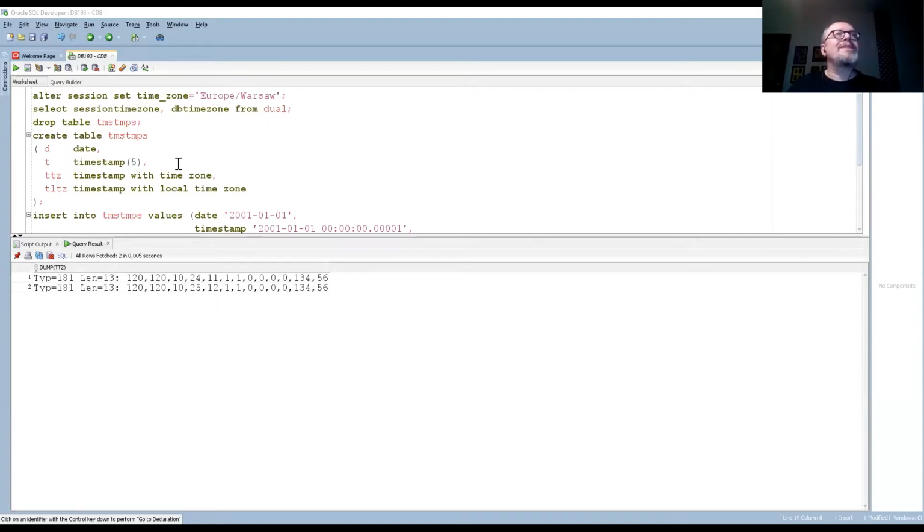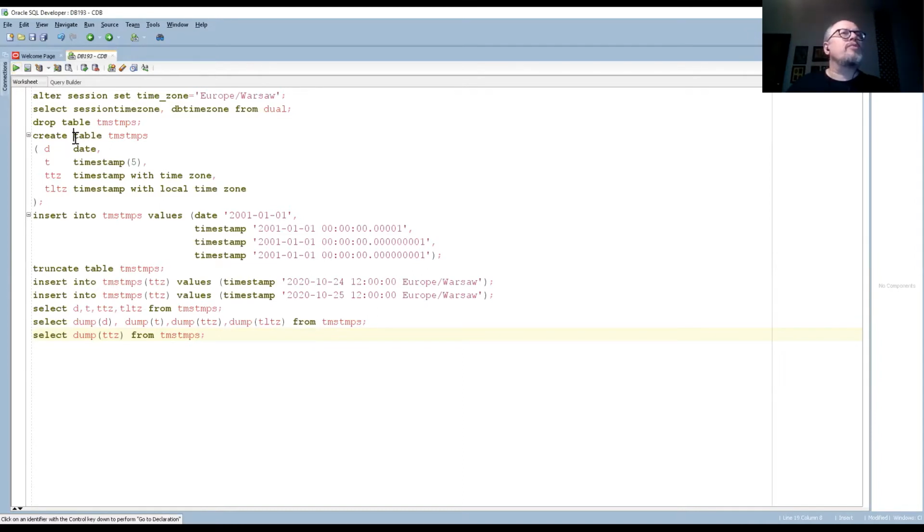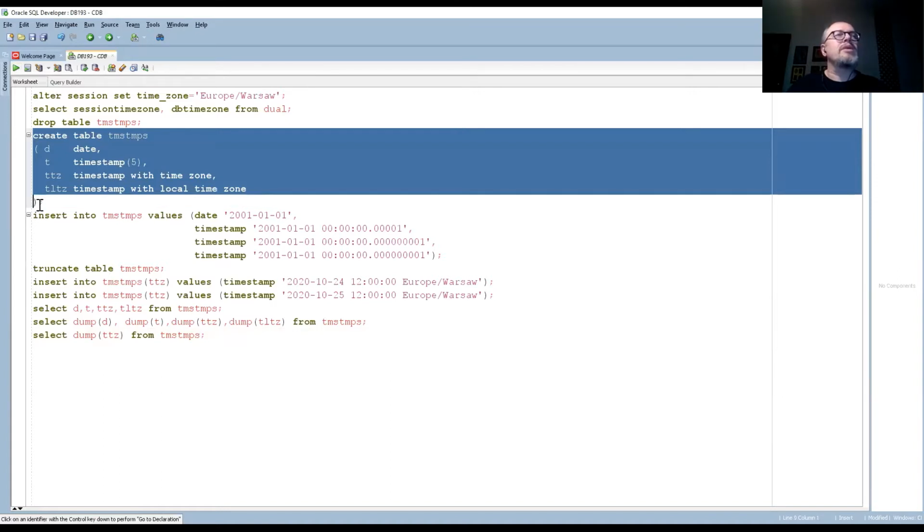So let's take a look at how Oracle stores the timestamp information internally in tables. This is important in the context of time zone information. All right, so let's start with creating a test table in which there will be four columns with the datetime data types that Oracle supports. We skip intervals because they are not important in this context. Just concentrate on the types that we use to store timestamp information or datetime information.